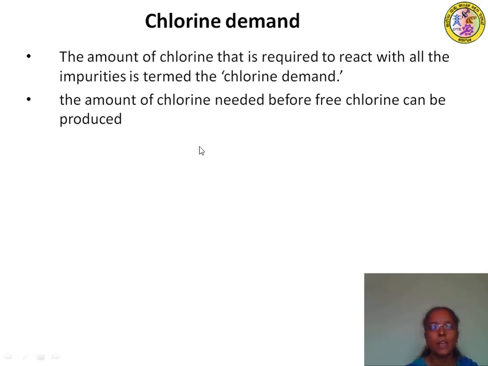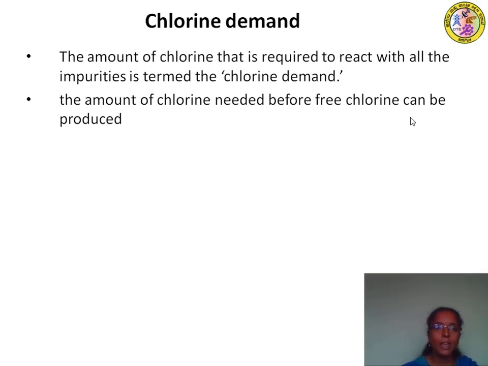So if you take a sample whose chlorine demand is, say, 0.5 milligram per liter, and you apply a dosage of 0.6 milligram per liter, then 0.5 is the demand. So we have applied an excess of 0.1 milligram per liter. That 0.1 milligram per liter is nothing but free chlorine. So the demand is what is needed before free chlorine can be produced.